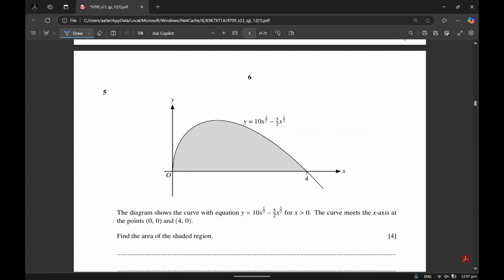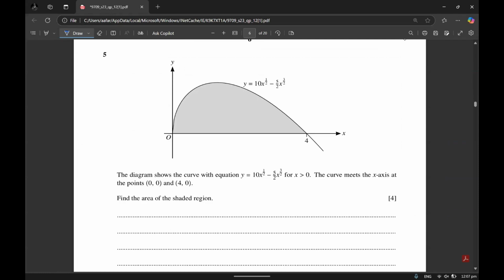Okay, integration. This is a very simple integration question. Other questions are like area between two curves and a line, and 360-degree rotation. Those are more complicated.